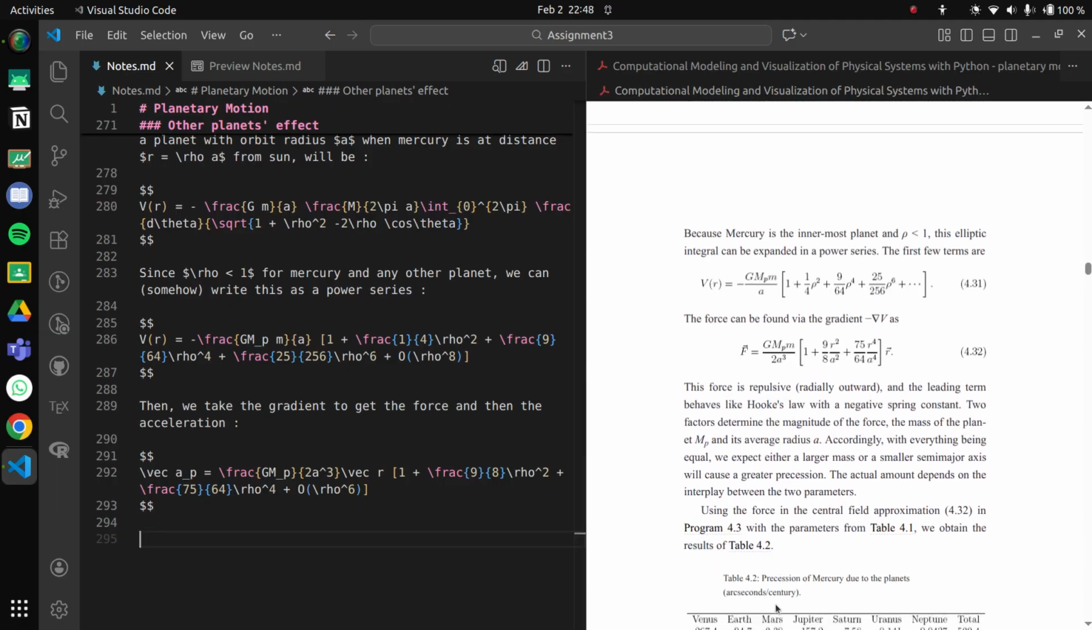This force is repulsive, radially outward. Okay. Repulsive away from the sun, essentially. Lingdom behaves like Hooke's law. Note the sign. It's away from the sun.